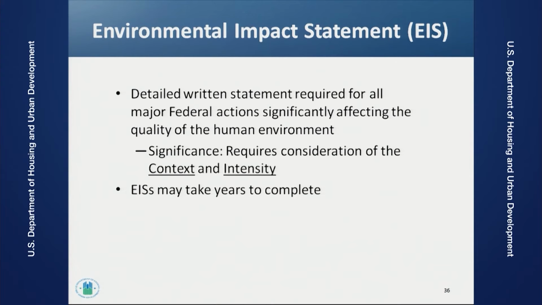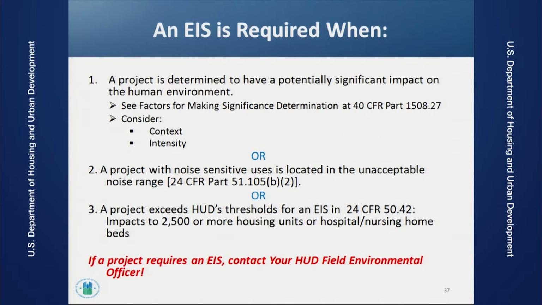There are three situations where an environmental impact statement is required for HUD projects. First, if the project is found to have a potentially significant impact, typically that finding would be made at the conclusion of an environmental assessment. Our noise regulations also require completion of an environmental impact statement if a noise-sensitive use, such as housing, is located in the unacceptable noise range.